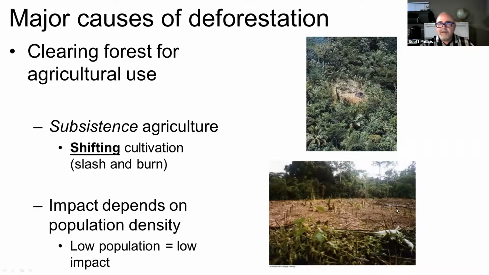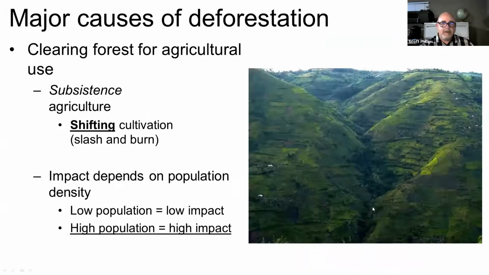Now, the impact on the forested environment is not too big if the population isn't too big. Low populations have low impact. Now, in many parts of Africa, though, because there are higher populations, this can be more impactful, because these are formerly forested hills that have been pretty much completely cleared by shifting cultivation in Africa.